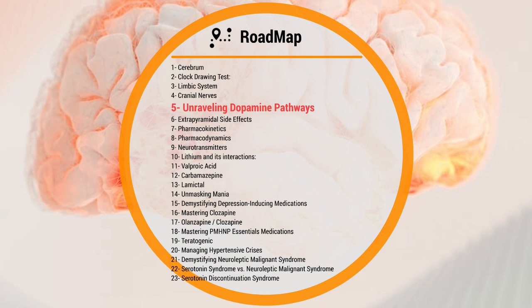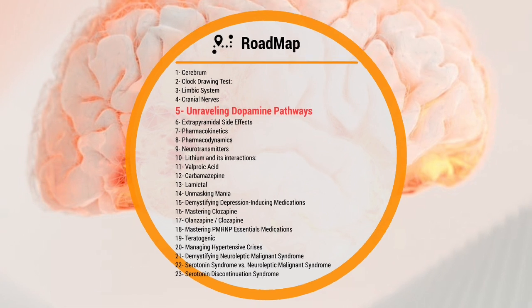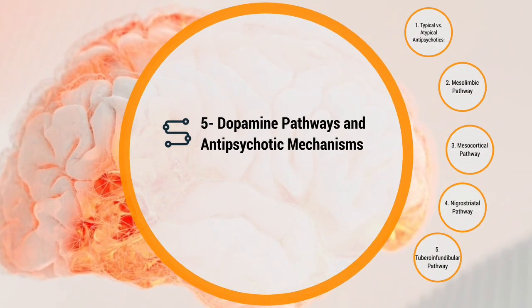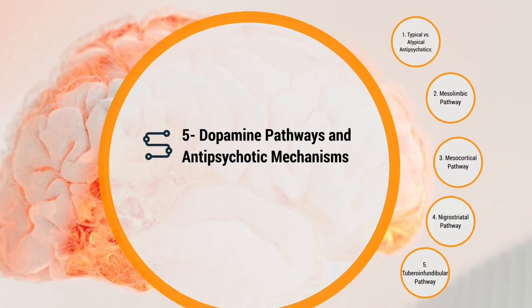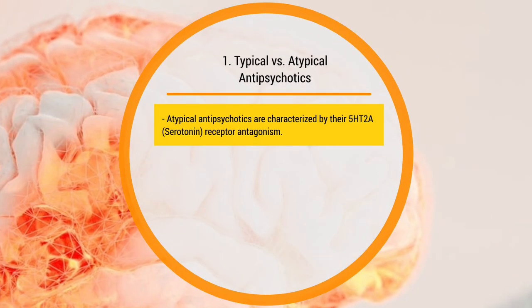This is our roadmap unveiling the dopamine pathways, module 5, training 5. Now, this is the dopamine pathway, right? So, when we say the dopamine pathway, we are talking about patients that most likely use typical versus atypical antipsychotics. When I say typical versus atypical, I am referring to the typical being the first generation antipsychotics and the atypical being the second generation antipsychotics.